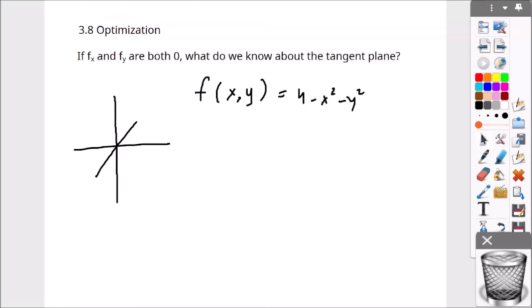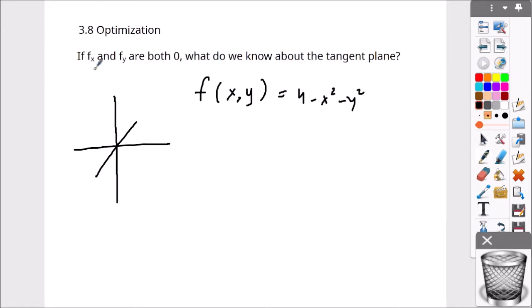Welcome back to 3.8 optimization. Last time we learned about the gradient vector and the directional derivative. Today is kind of an application of the gradient vector, but not really. It's more of an application of the second and first derivative tests that you learned in the Calculus 1 course.